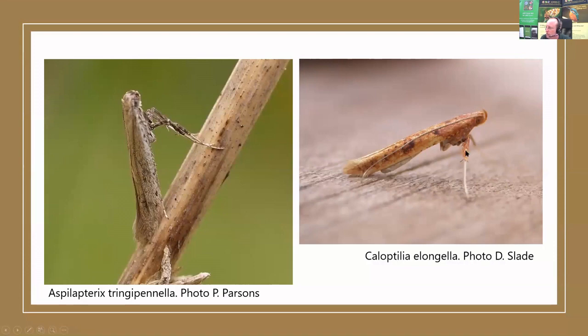The Caloptilias have this really sort of characteristic resting posture where they sit sort of like a dog sitting, legs straight in front of them and giving this sort of triangular look. And there's a couple of related species. So Aspilapteryx tringipennella, for example, sits in the same way. They're all within this same group, and they're all illustrated in Stirling, Parsons and Lewington. So quite a useful group, most of which can be readily identified.